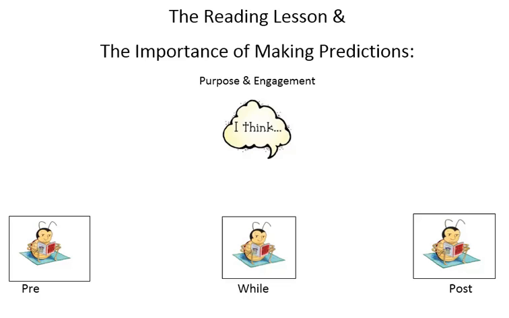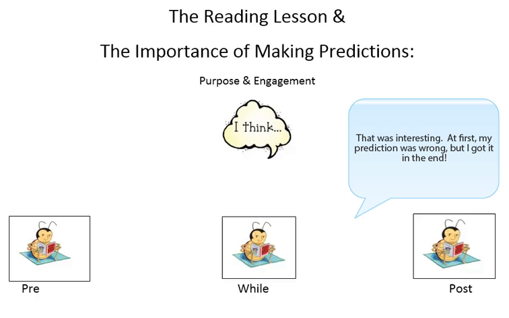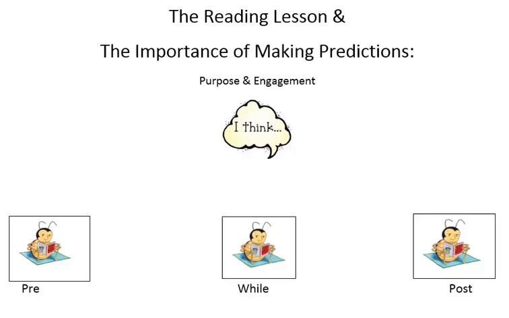And then in the end, when they understand the story, they can look back and say, okay, well, I predicted this would happen. I predicted the character would sail off into the ocean, and here's why. Or, I was right about my prediction, and here's why. Here's the evidence. So this idea of making predictions is critical.